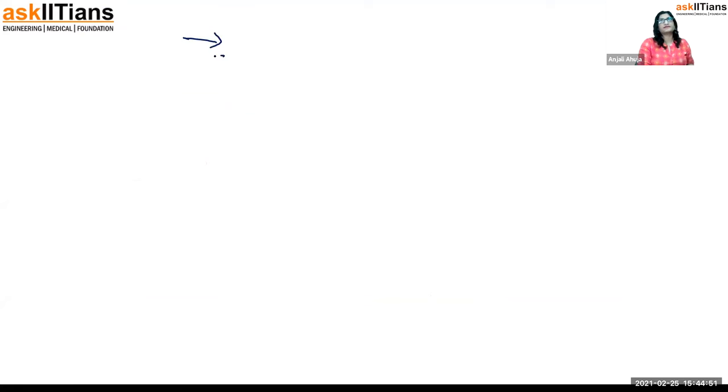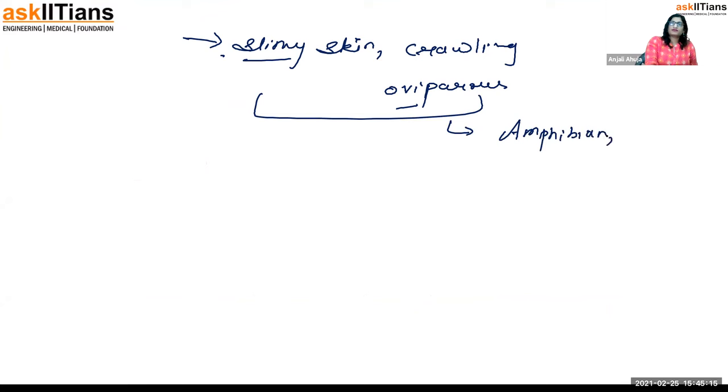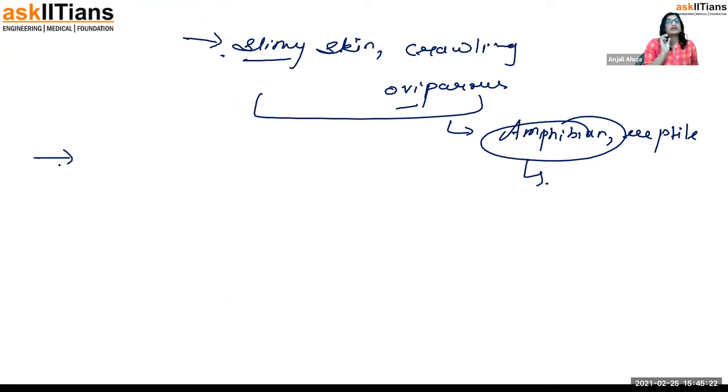So the first question is, an organism is having a slimy skin and it is crawling and this is oviparous. Identify whether it is an amphibian or a reptile. So obviously you will click on amphibian, the reason being a slimy skin, because, you know, they respire through it. If it is a hard covering, then yeah, reptile. Okay, now next.